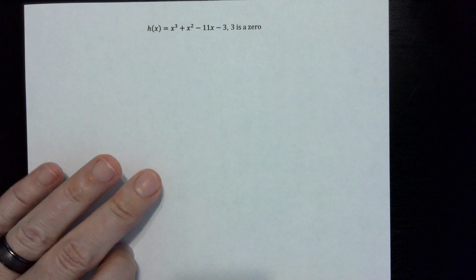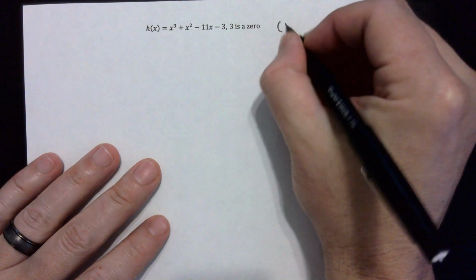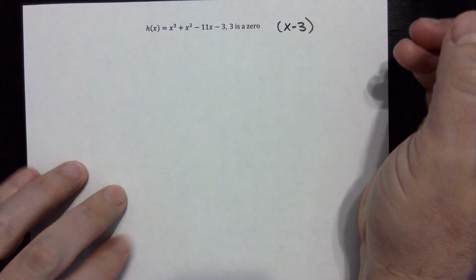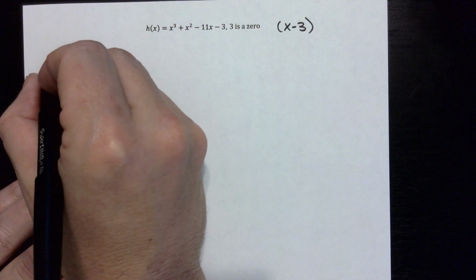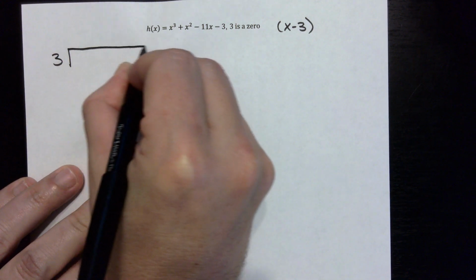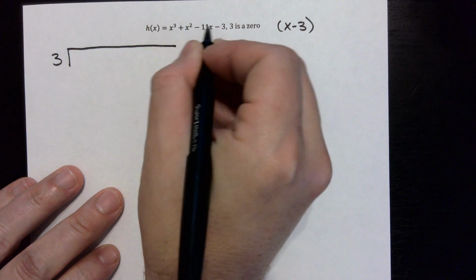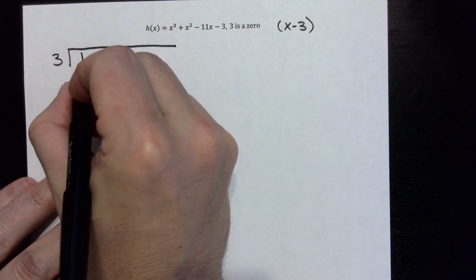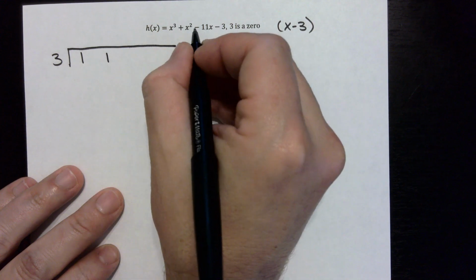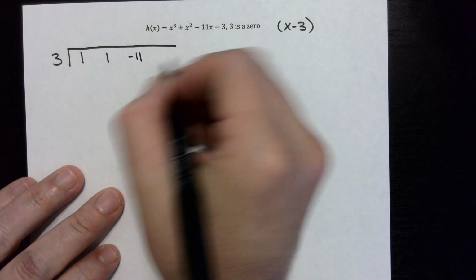Okay, last example here. We've got 3 is a 0, which means x minus 3 is a factor. Okay, and then we put the 3 out front of the house and put our coefficients, make sure there's no missing terms. There's not, and they're in order, descending order. So 1 for the x cubed, 1 for the x squared, -11 for the x, and -3.